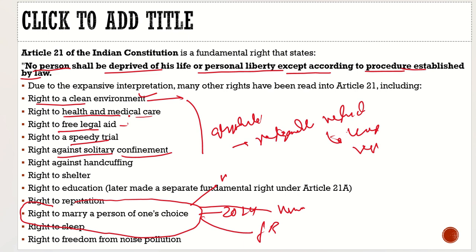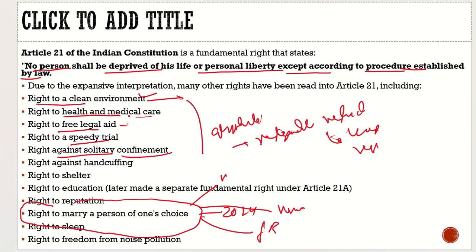But here, what we are discussing is that this right to life or personal liberty does not only include that you should live, it includes that you should live with dignity. And how can you live with dignity? If you have a clean environment, health care, free legal aid, a speedy trial, shelter, education, reputation, and if you want to sleep or keep quiet, you don't want noise pollution there. So all these rights are derived from Article 21. So this is what Article 21 is.